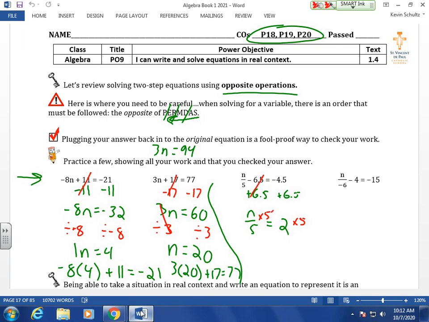Those 5s cancel out, and 2 times 5 on the right side is 10. And then, as Drew said, plug that back in. 10 divided by 5 is 2. 2 minus 6.5 is negative 4.5. Okay.